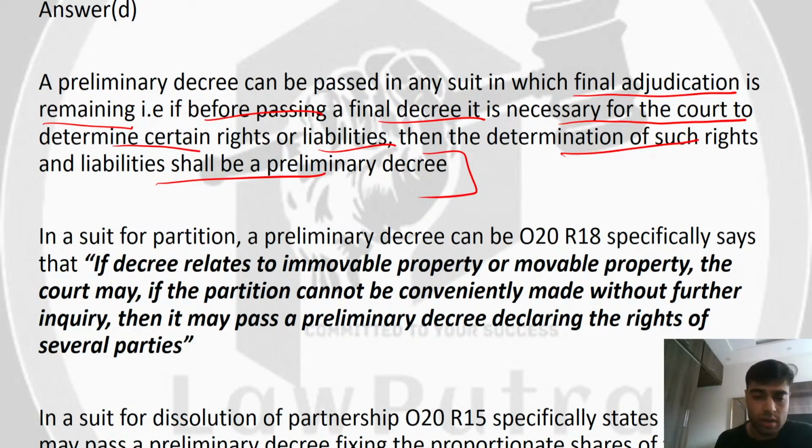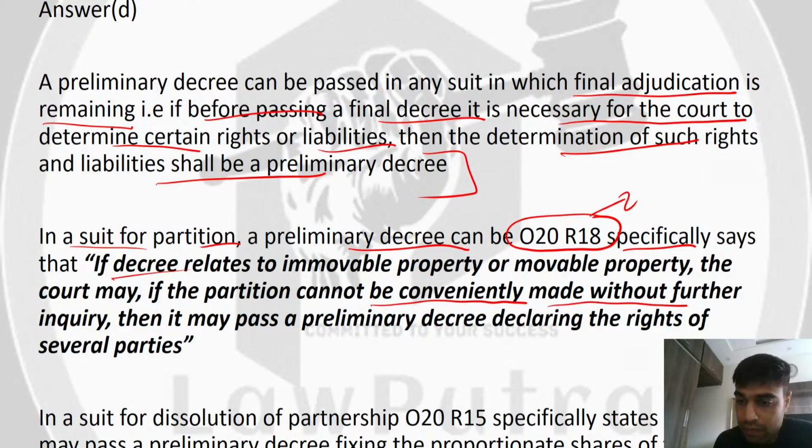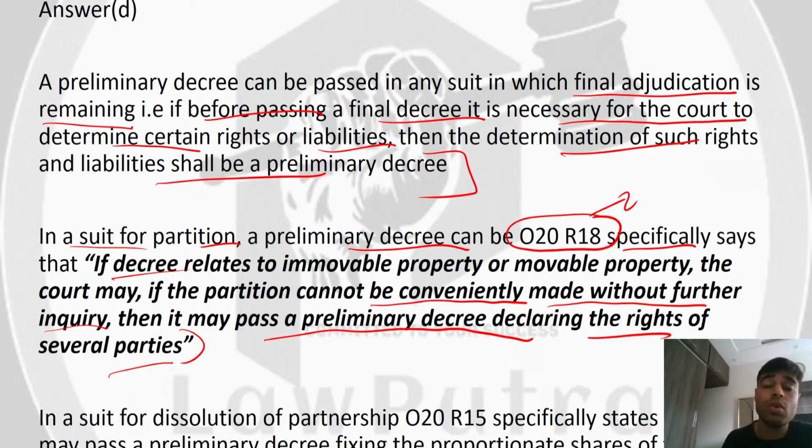All right. So now we'll take those specific options. In a suit for partition, a preliminary decree can be passed, which is given under Order 20 Rule 18. Okay, it is already given there what a preliminary decree is in a suit for partition. It says that if the decree relates to immovable property or movable property, the court may, if the partition cannot be conveniently made without further inquiry, pass a preliminary decree declaring the rights of the several parties. That means before the court can order the partition of the property by way of a final decree, it is required to make certain inquiry to determine the rights and liabilities of certain parties.